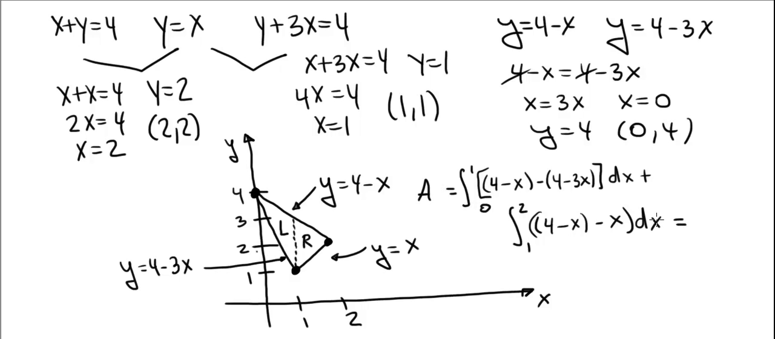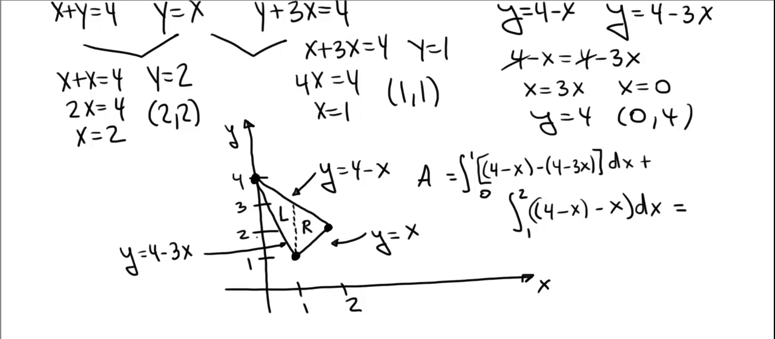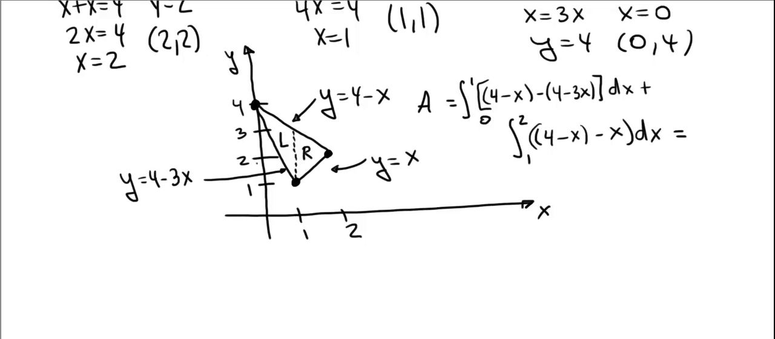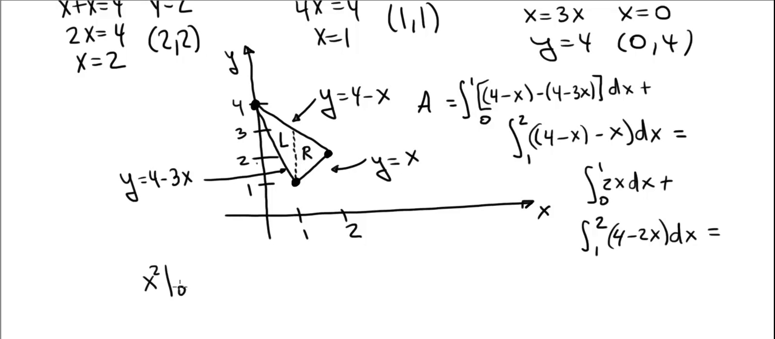So let's do that. The first integral, 4's cancel, minus x minus a minus 3x gives us 2x. So the first integral is from 0 to 1 of 2x dx. And the second integral is from 1 to 2, 4 minus 2x dx. These are very easy integrals. The first one is just x squared evaluated from 0 to 1. The second integral is 4x minus x squared evaluated from 1 to 2.